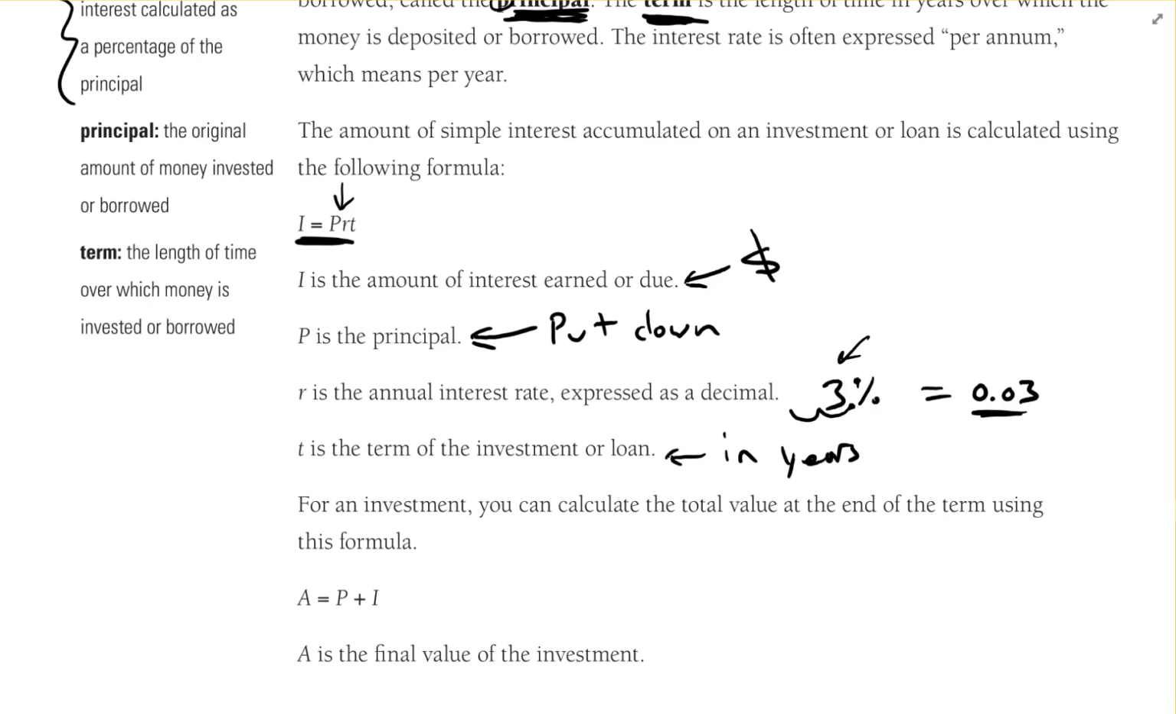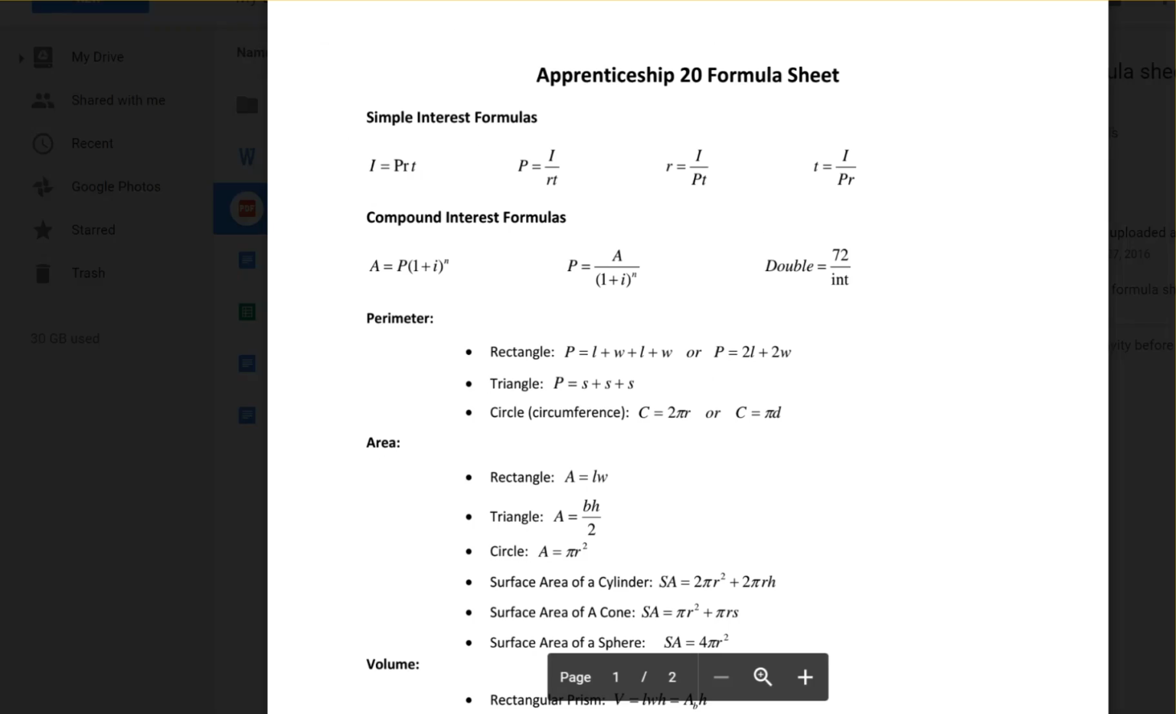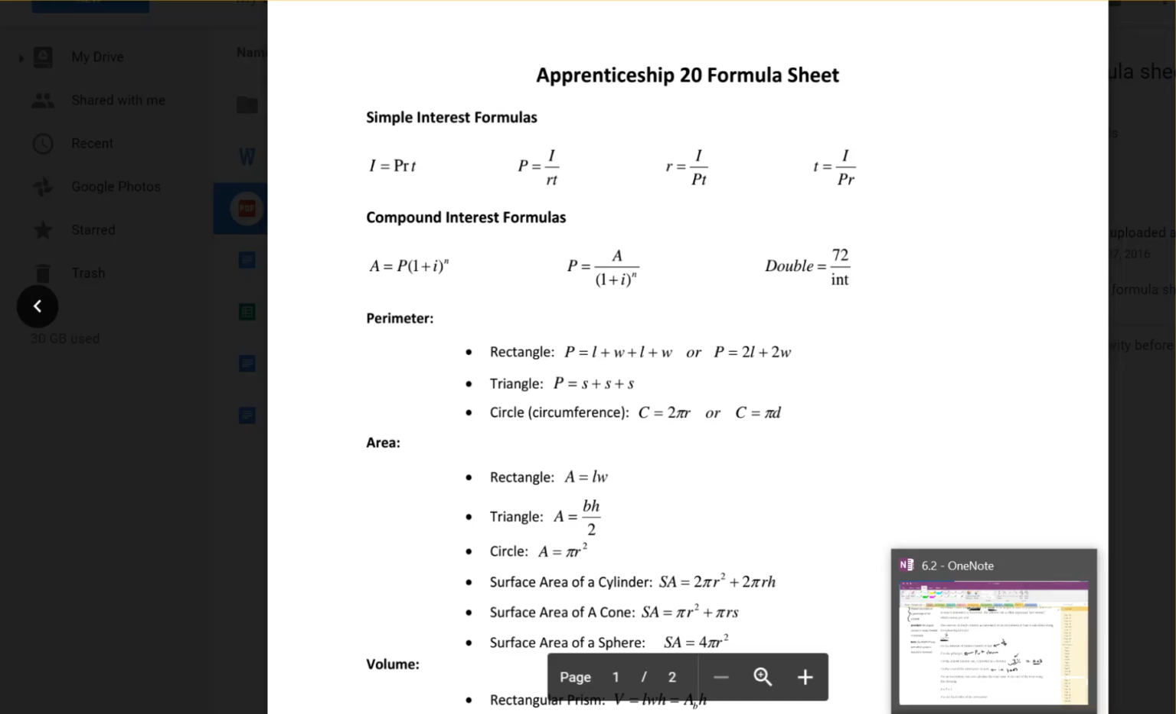So we're going to have to be able to solve for P, R, T, or I. You'd normally have to rearrange this, but luckily I've done it for you on the formula sheet. So here it is, the simple interest formulas. These are all the same formula. They're just rearranged for different variables. So you guys have that. If you don't, come find me and make sure that you do have it.